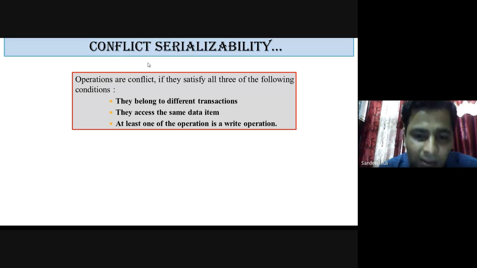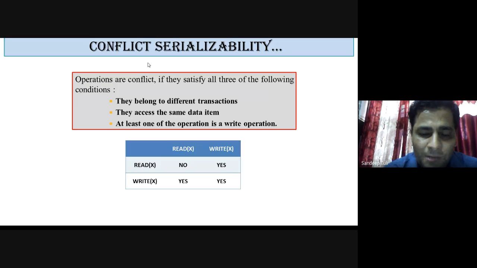This will only help you solve examples. If rules are asked in the examination, you need to write the previous 4 rules that I have seen in the previous slide. So they must belong to different transactions, they should access the same data item, and at least one of them should be a write. With the help of this we are now solving or converting that table.